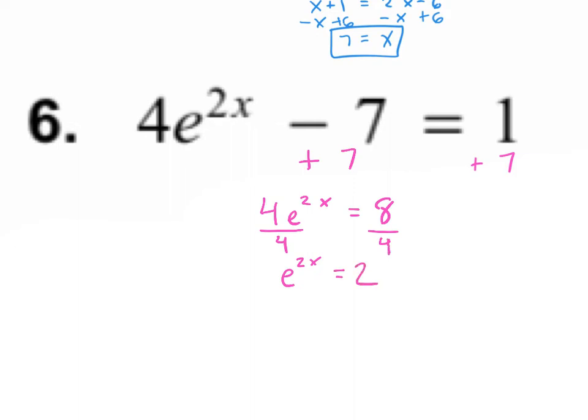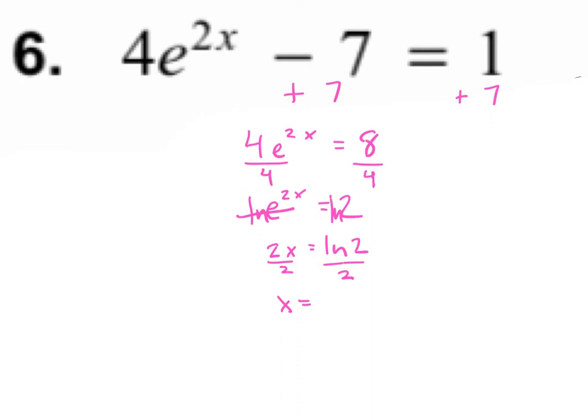How do I get the x from out of the exponent? Awesome. I want to take the ln of both sides. So the ln of e cancels. So I have 2x is equal to the ln of 2. And then divide 2 on both sides. So x is equal to, what do you get when you put the ln of 2 divided by 2 in your calculator? 0.347. Everybody agrees? Maybe? Yes. Any questions on these?